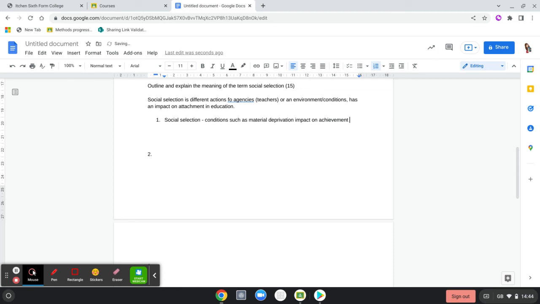So the reason why I've gone to material deprivation is because when I think of environmental factors, like a classroom, or I think of the conditions that you live in, that makes me think of poverty and really poor quality housing. So social selection is the different actions of agencies or teachers or conditions, the environment, and it has an impact upon attainment. So social selection conditions such as material deprivation have an impact upon achievement. So I'm going to do Smith and Noble. Look at material deprivation or the impacts of poverty, poor diet, poor quality housing.